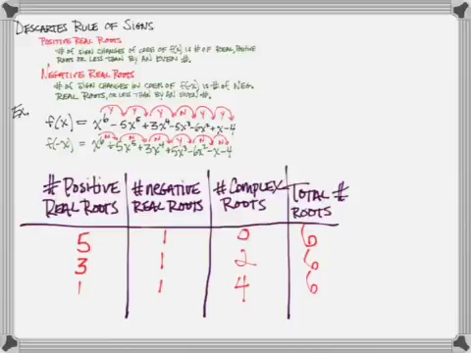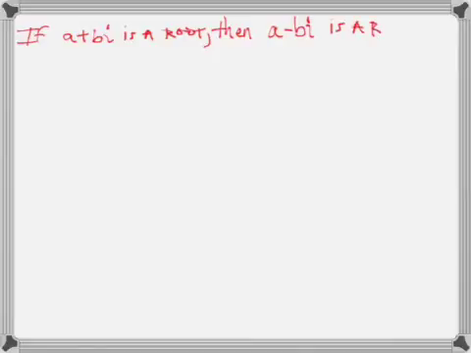All right. The last thing that we have is something called the complex conjugates theorem, which says if a plus bi is a root, then a minus bi is a root. This is called the complex conjugates theorem.